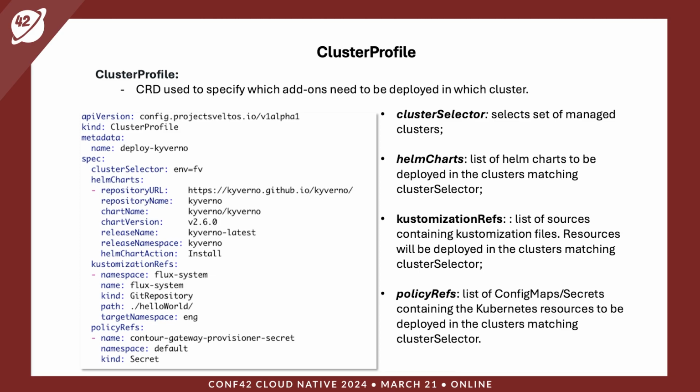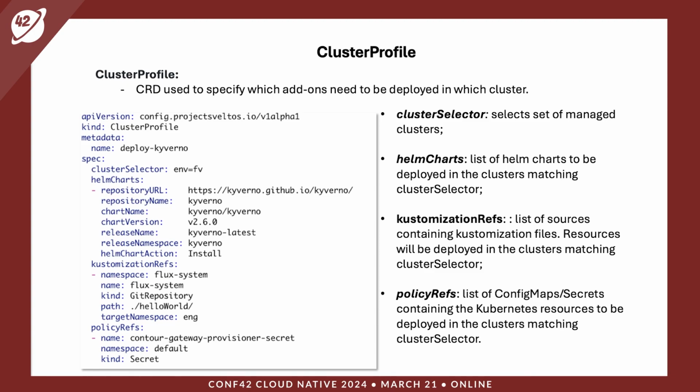Then you have a kustomization ref section, and you have a list of kustomization configurations here. Each one of those entries points to a directory which contains kustomize files. What Sveltos will do is run the kustomize SDK on top of those, take the output, which is a set of Kubernetes resources, and deploy those Kubernetes resources in every cluster that matches the cluster selector.